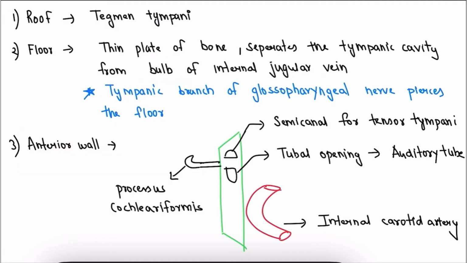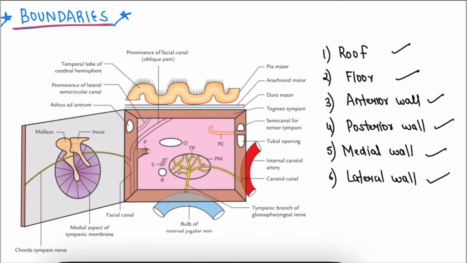Now let's study about the roof. The roof is made up of tegmen tympani. As we can clearly see in this image that this is the roof. This is the roof of middle ear, and it is made up of tegmen tympani. Now coming to the floor.